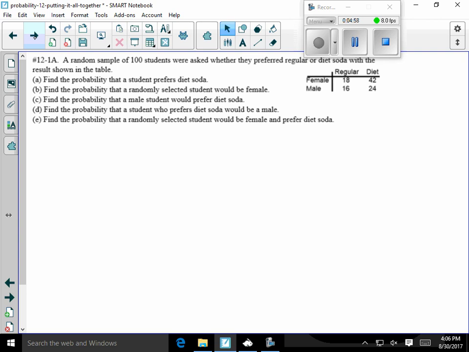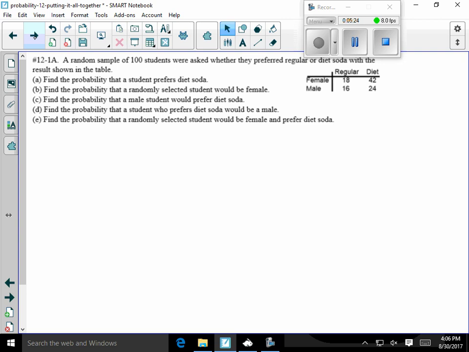So we're going to be asked to find probabilities. What's the probability that a randomly selected student would prefer diet soda? What's the probability that a randomly selected student would be female? What's the probability that a male student would prefer diet soda? What's the probability that a student who prefers diet soda would be male? And what's the probability that a randomly selected student would be female and prefer diet soda? Okay, so pause the video, try this, and then unpause.